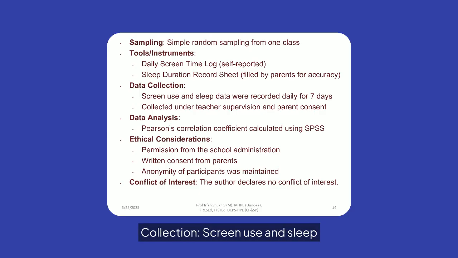Data collection: screen use and sleep data were recorded daily for 7 days, collected under teacher supervision and parent consent. Data analysis: Pearson's correlation coefficient calculated using SPSS. Ethical considerations and conflict of interest are also addressed, ensuring the study's integrity and transparency. Permission from the school administration. Written consent from parents. Anonymity of participants was maintained. The author declares no conflict of interest.